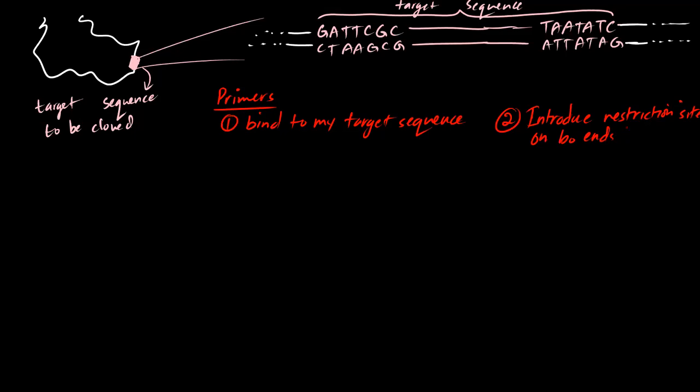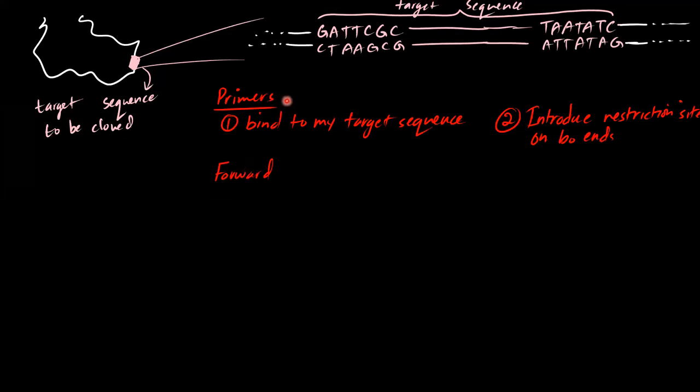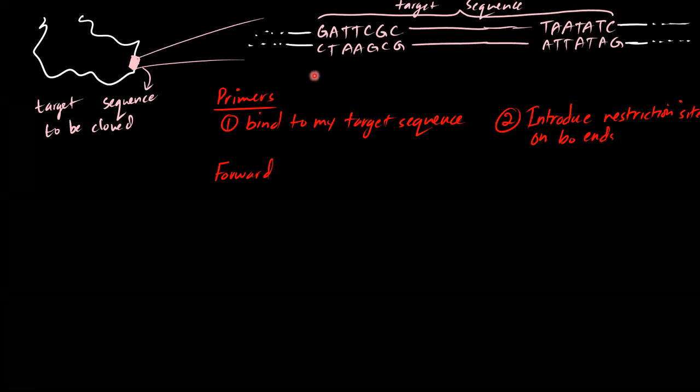So in this case, we could use the following two primers. I'm just going to write a primer that is maybe 7 nucleotides long, but typically primers are longer than that. They are between 18 to 30 nucleotides. So primers are short, single-stranded DNA molecules.